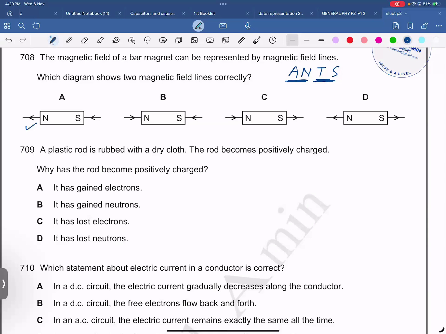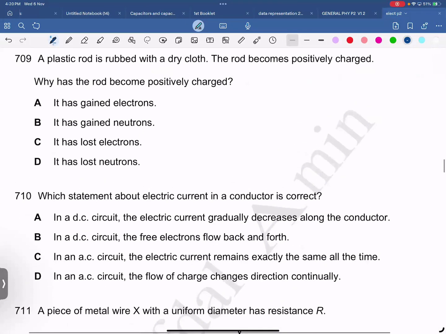A, away from north, yes. Towards south, yes. Option A is the right option. Magnetic field is away from north and towards south. Option A. Very easy question. Question number 709.